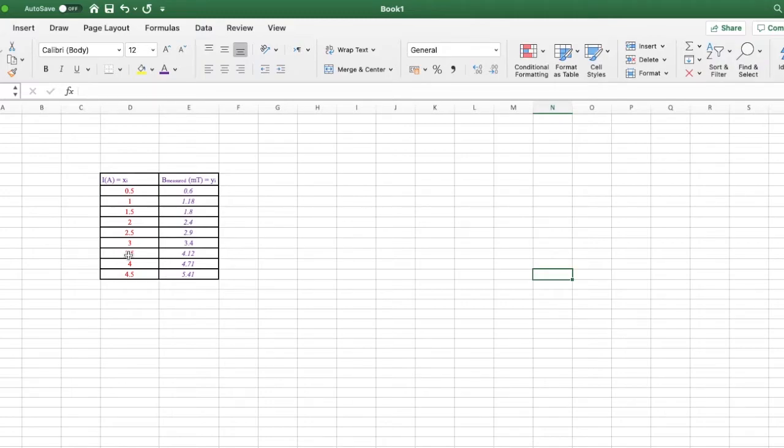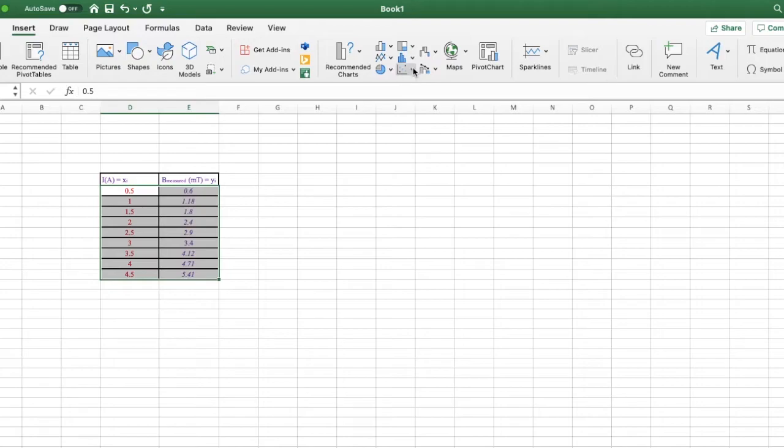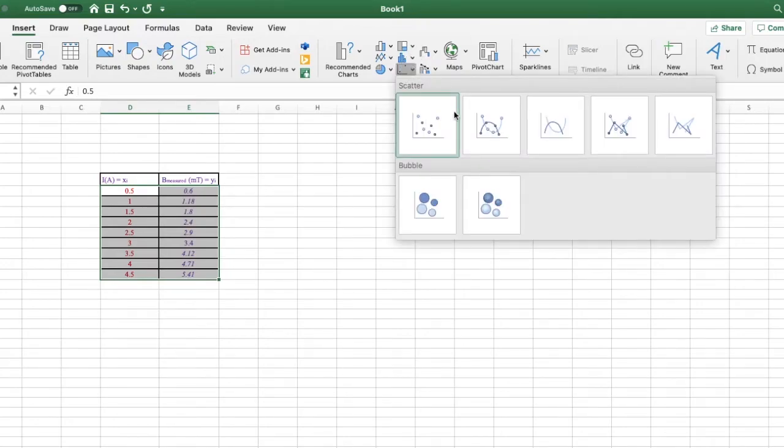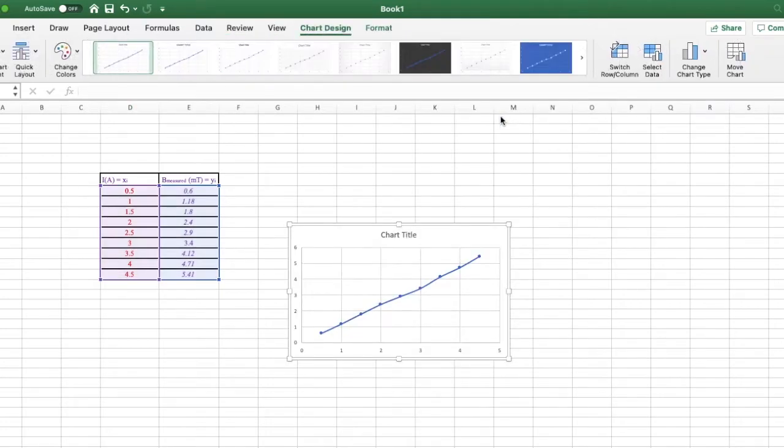Now, before we start tackling the solution for that part on Excel, first off, we are going to be plotting the magnetic field versus the electrical current, so we are going to be highlighting both columns. Then over here, we are going to click on Insert. Then we are going to click on Scatter. Now, in that part, you can choose any scattering pattern that you want. I'm going to be choosing this one.